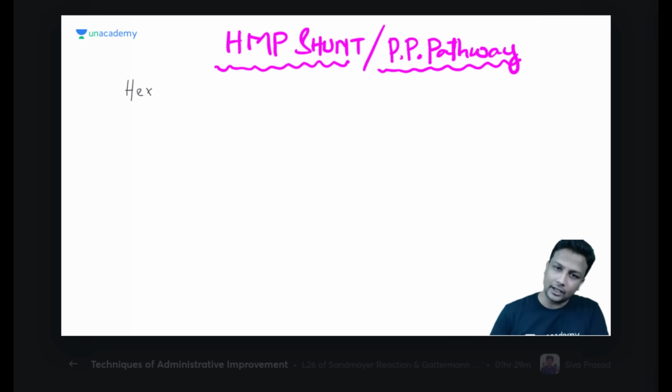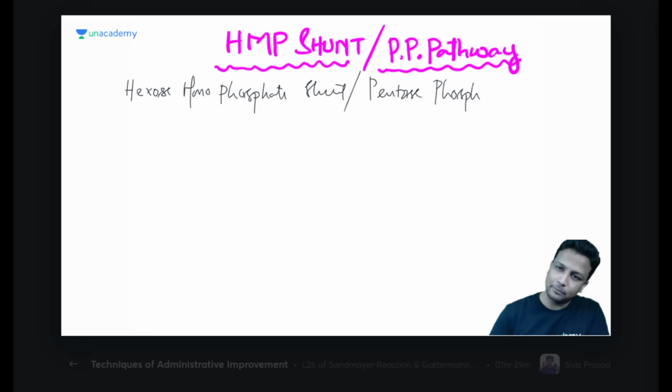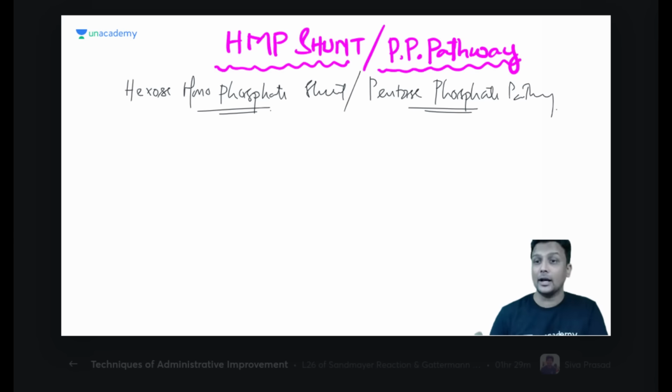What is the full form of HMP? Hexose monophosphate shunt. It is also known as the PP pathway. PP stands for pentose phosphate pathway, guys. Very good. First learn the name calmly. Now, after learning the name, what is the location of the HMP shunt?